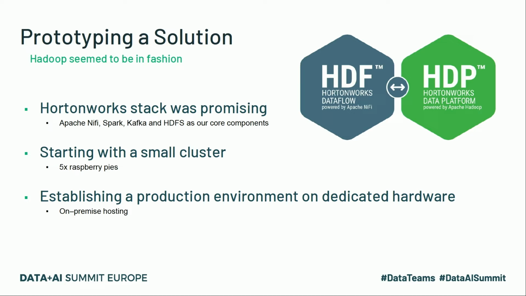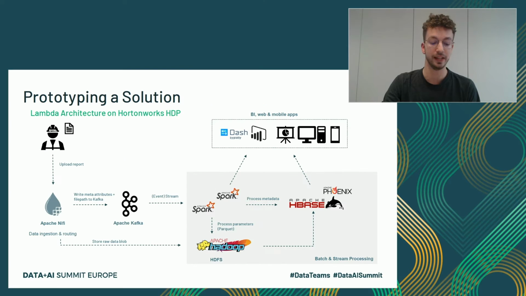So we had five Raspberry Pis that we were using to set up a basic cluster, and we tested our pipelines on there. And yes, it worked really well, and we were able to run it on this Raspberry Pi cluster. So why shouldn't we deploy it in an established on-premise environment on dedicated hardware? And this is what we did next.